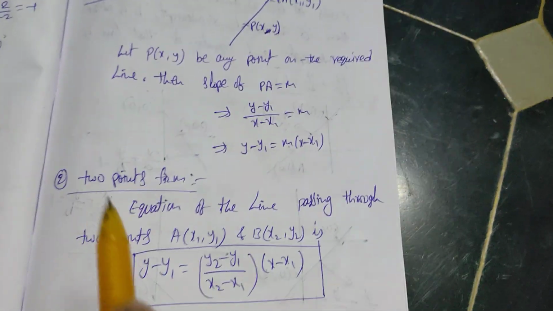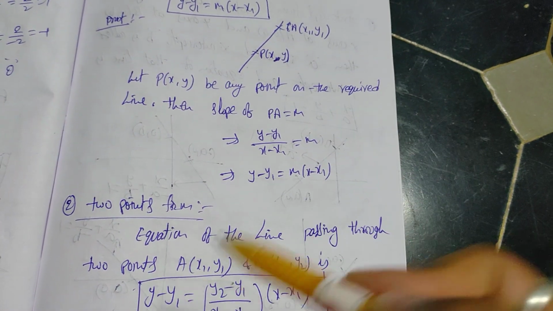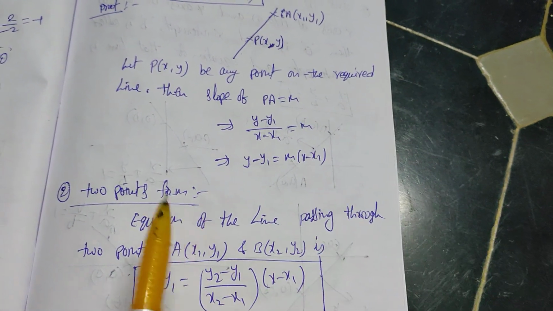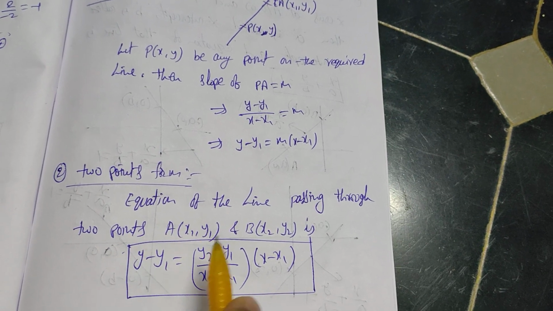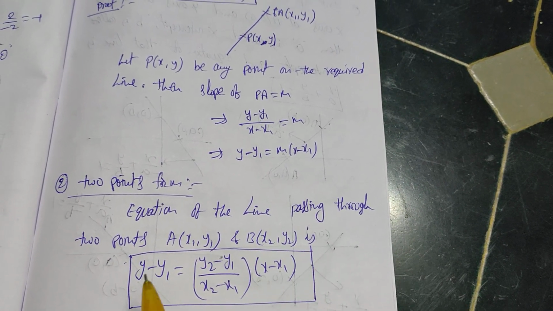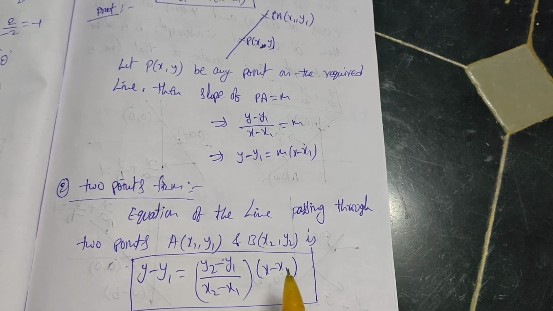Next one is two points form. That means if you know two points on the straight line, then we can give the formula. The equation of a line passing through two points A(x1, y1) and B(x2, y2) is y minus y1 is equal to (y2 minus y1) by (x2 minus x1) into (x minus x1).